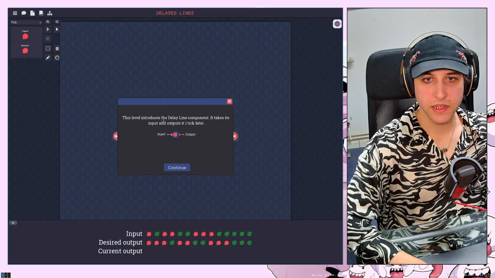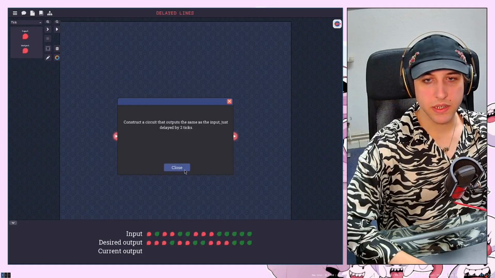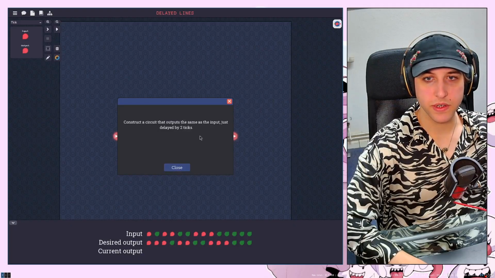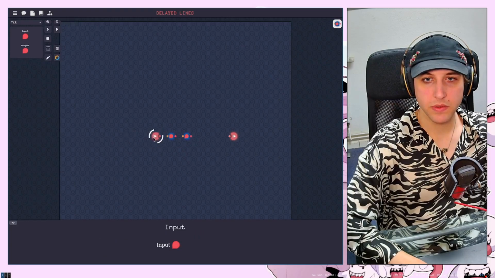Delay lines. This level introduces the delay line component. It takes its own input and outputs it 1 tick later. Construct a circuit that outputs the same as the input, just delayed by 2 ticks. Yeah, well, that would just be 2 delay lines in a row.